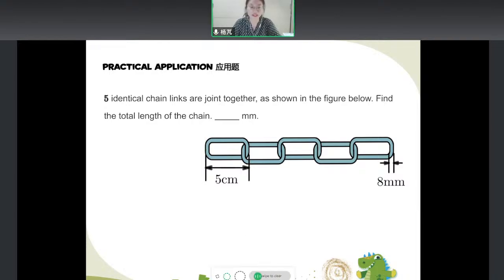Let me change to another color. Total length means from this point to here. The total length. 40. Okay. Pay attention. cm, mm. 5 is centimeter. 8 is millimeter. The units are different.